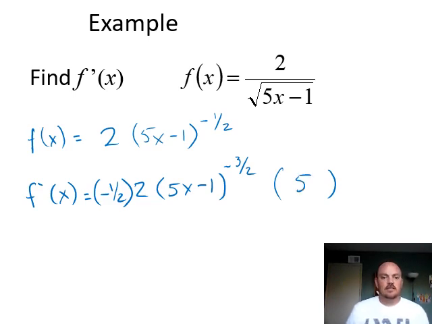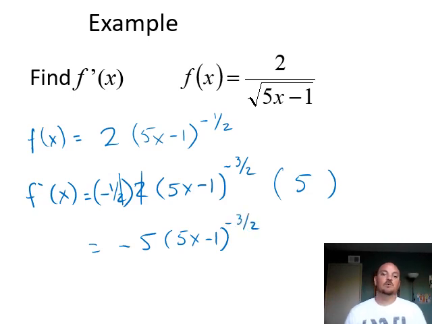So this one we can actually clean up a little. Last time I just stopped because we were basically done. But here, the 1/2 and the 2 will cancel each other out. And what we'll have, we'll put the negative 5 out front. We had the negative left over and we still have the 5. And we'll just say our answer is negative 5 times 5x minus 1 to the negative 3 over 2.